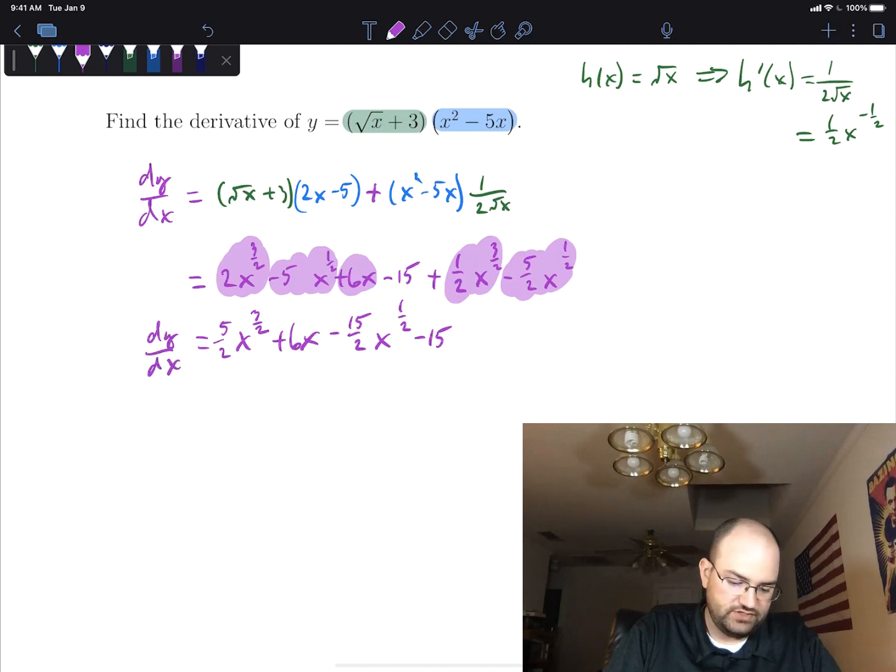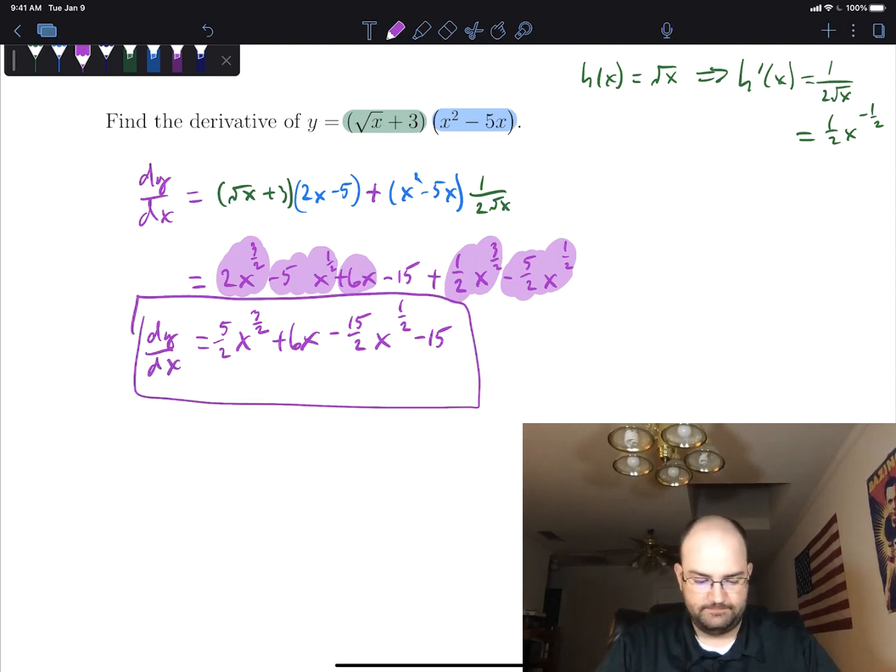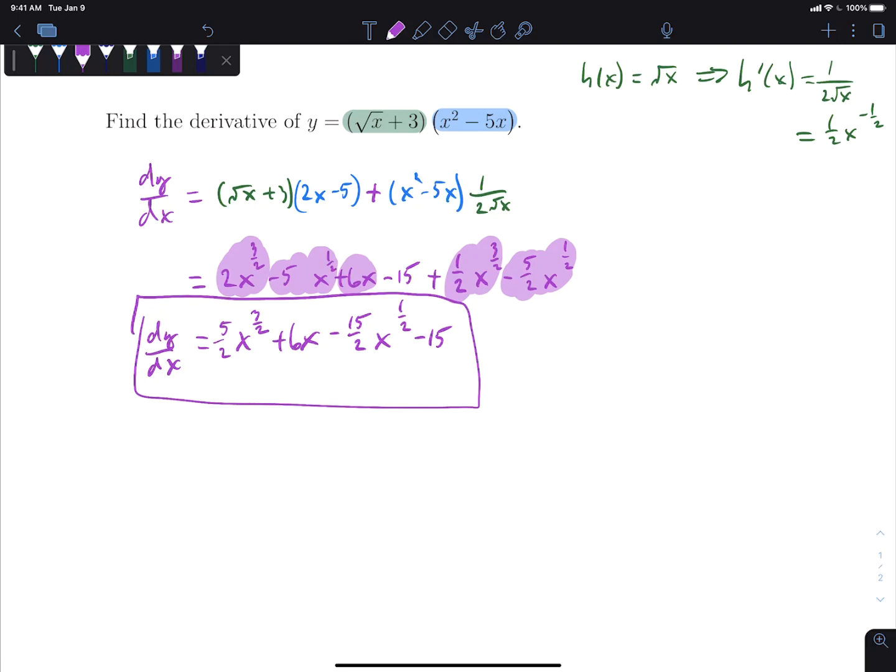And my recommendation is just leave it like that. Alrighty. Now notice that if you had not done this, you would have had to FOIL up here as well. So either way, you're having to FOIL.